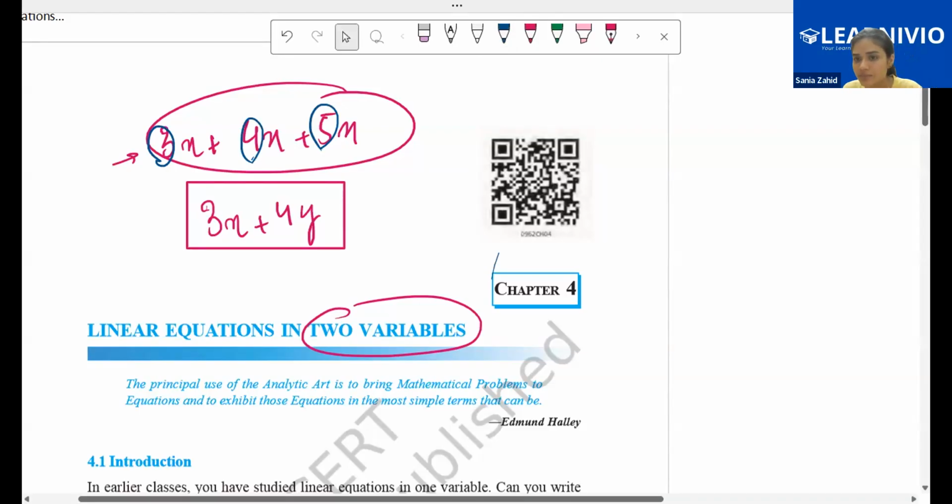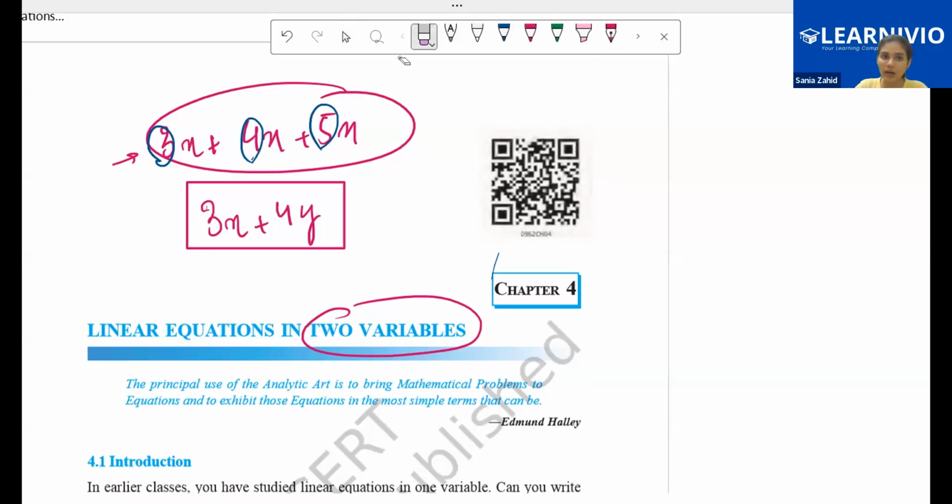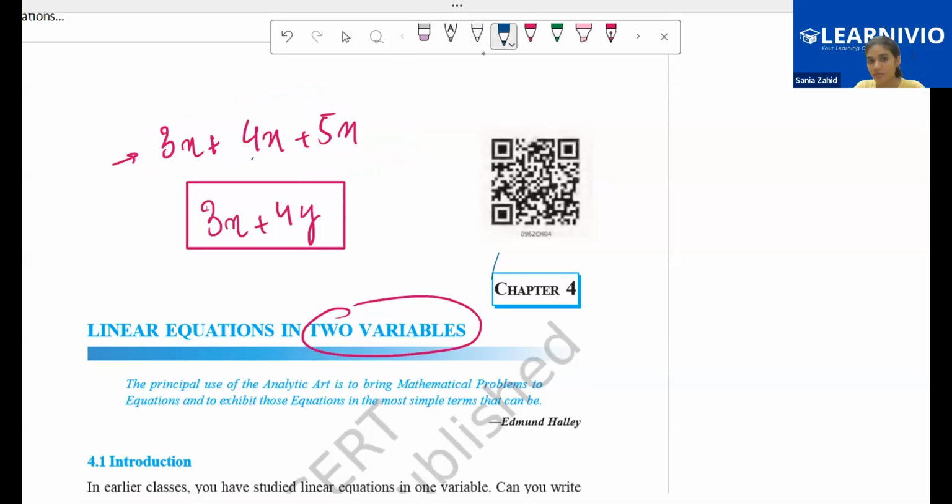Doesn't the first one also count as two variables because it has two different variables in it? Okay, what are the two different variables? Tell me. You have x, and besides x, what is the other variable? Oh, the one beside 5 is an x as well. That's 5x. This is 3x, 4x, and 5x.